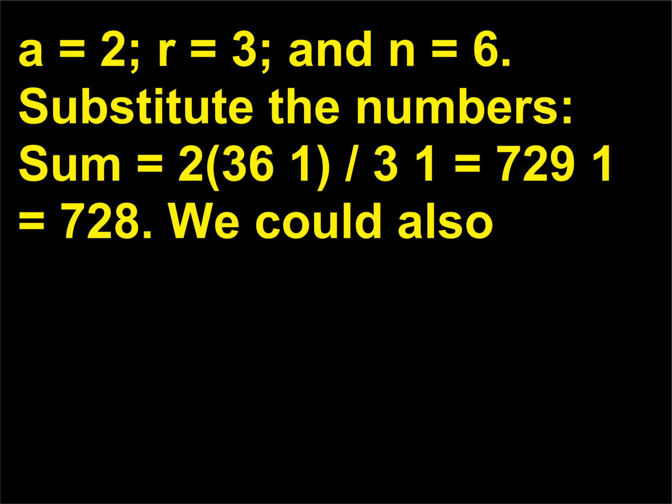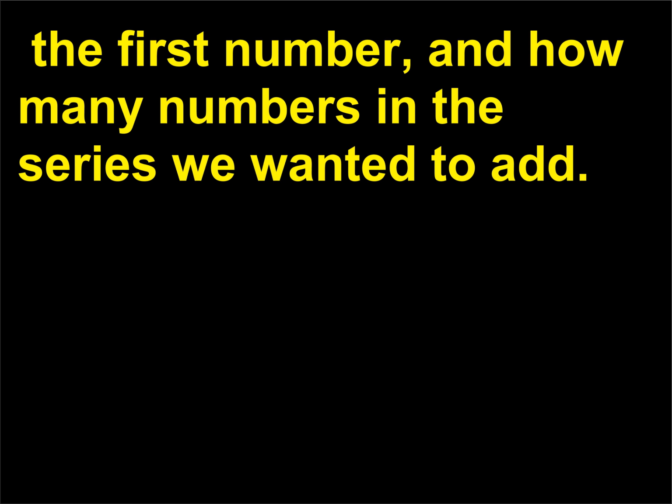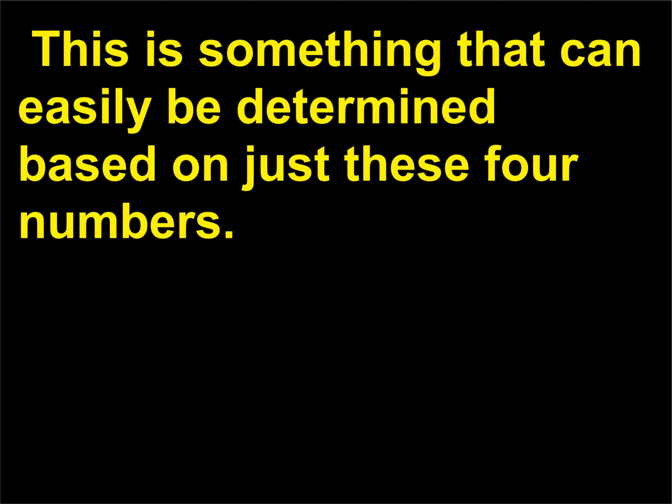We could also have determined this number based on the first few numbers, such as 2 plus 6 plus 18 plus 54, as long as we knew the common ratio, the first number, and how many numbers in the series we wanted to add. This is something that can easily be determined based on just these four numbers.